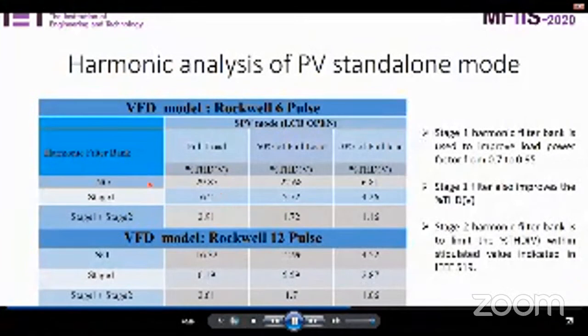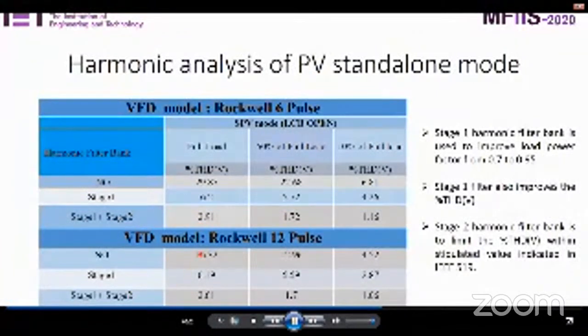Using the stage 1 filter bank, the percentage THDV is reduced to 6.2%. Still, it is not in the range. So we have to use another mode where we use stage 1 and stage 2 filters in combined mode. Using this mode, we get the percentage THDV as 2.9%. This is the preferable value as per IEEE 519.